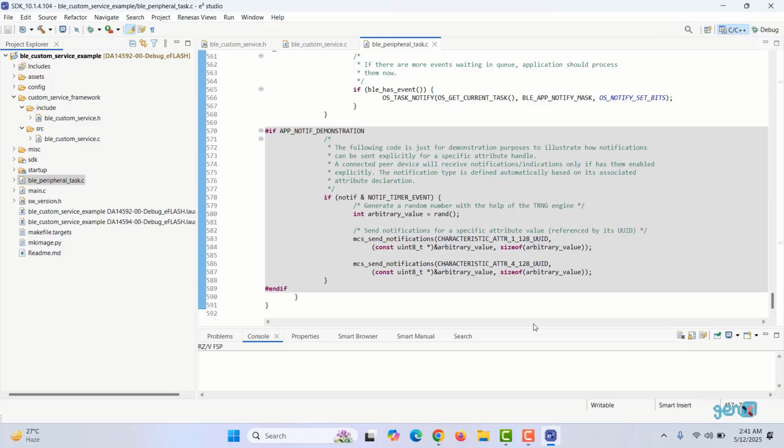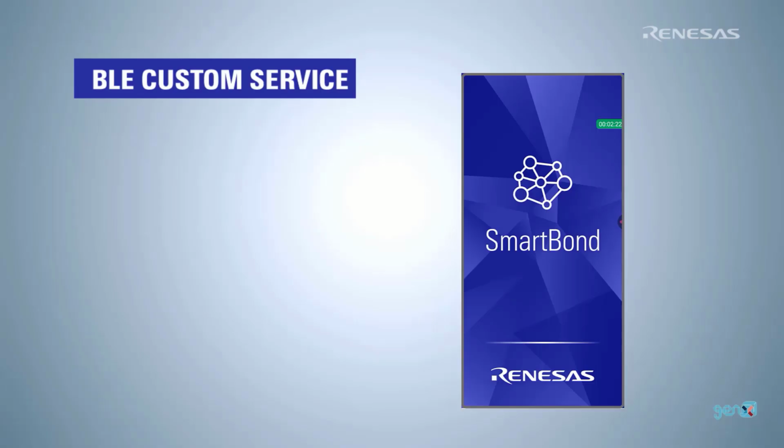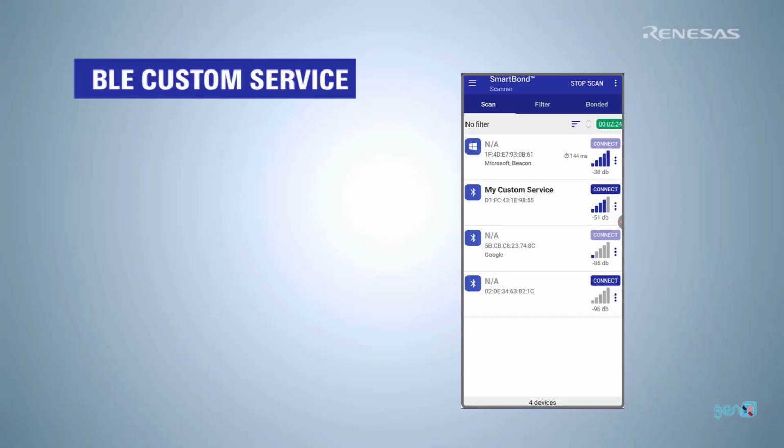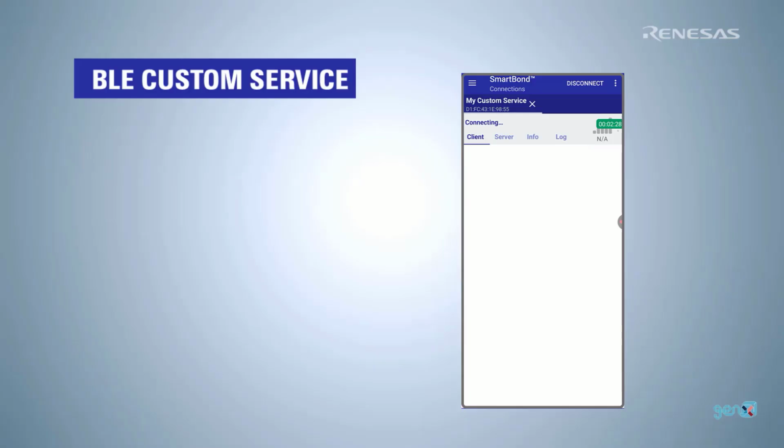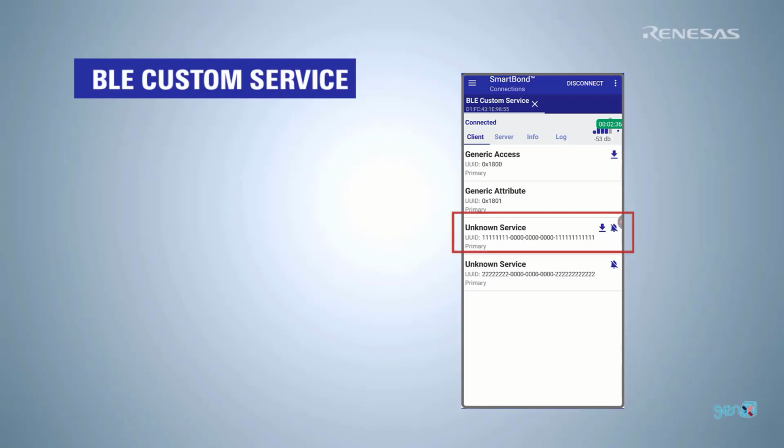Now you can build and debug the project and then see the results on the application. Open the SmartPond application. As you can see, our device is advertising as My Custom Service, just as we defined in the application code. After connecting, we can view the list of available services.